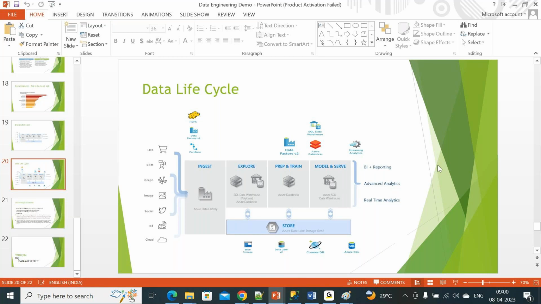Okay. So model and serve is nothing but your data warehouse, a huge, centralized repository. This is a general architecture, but based on your enterprise business solution, your architecture may vary. Okay, fine. Any doubts, sir?